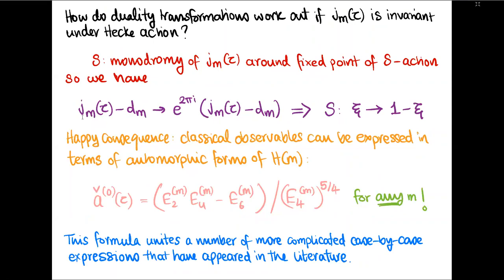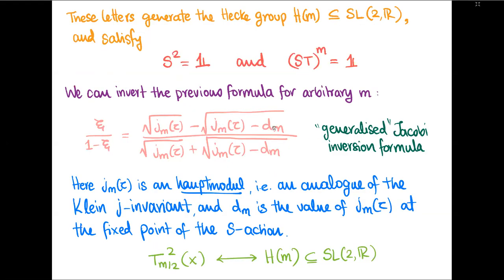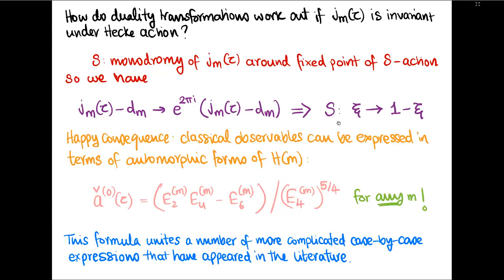So when I send J sub m minus D sub m to e to the 2 pi i times J sub m minus D sub m, right? What that does here is, because this guy is under a square root, it's going to pick up an e to the i pi, which is going to flip the sign here. And similarly over here, this guy is going to get flipped, right? So the S kind of exchanges xi with one minus xi, okay? So the duality transformation, in the sense of there being an S transformation that is usually called the duality transformation, really sends xi to one minus xi.